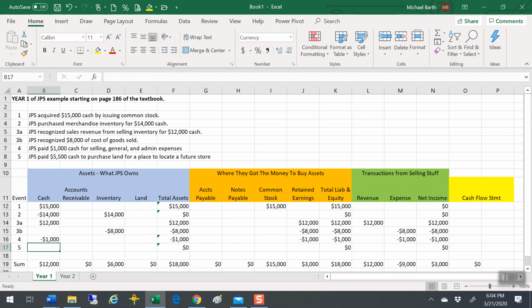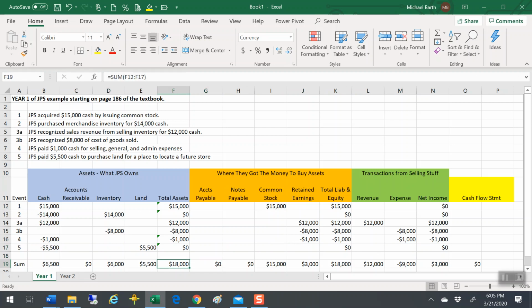And then this last item, they paid $5,500 in cash to purchase some land. So we just took it out of the cash account and put it into the land account. Okay, it hasn't got anything to do with liabilities and equity because we were just trading the assets. All right, and we weren't selling stuff to anybody, so nothing happened over there.